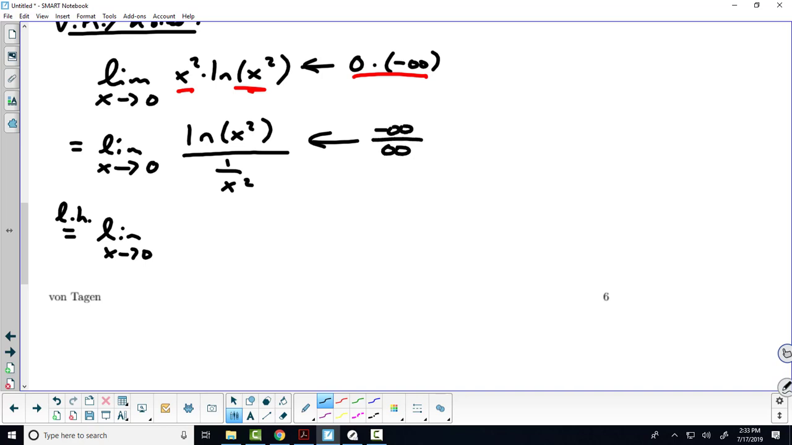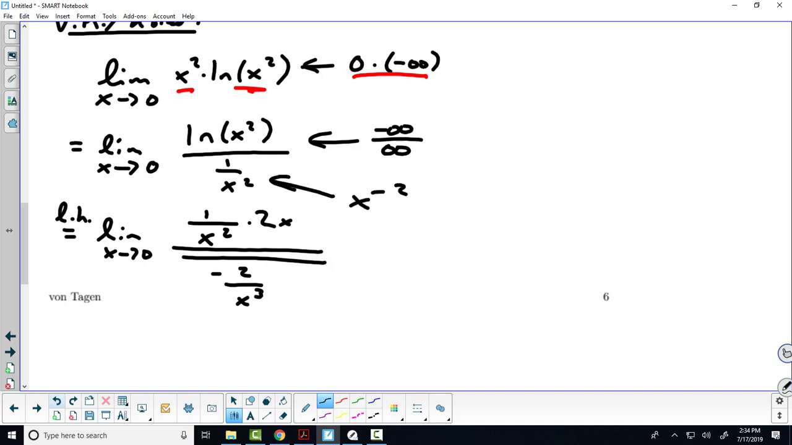We're applying it. Taking the derivative of the numerator, we get 1 over x squared times 2x, all divided by minus 2 over x cubed. Okay, so I took the derivative of the natural log of an expression, that's 1 over that expression, times the derivative of that expression. And the derivative of 1 over x cubed, we think of that as x to the minus 2 power. Then when we take its derivative, that's what we end up with.